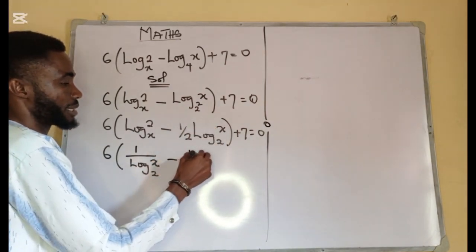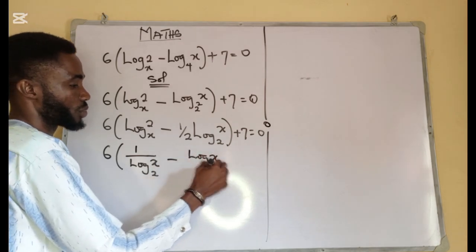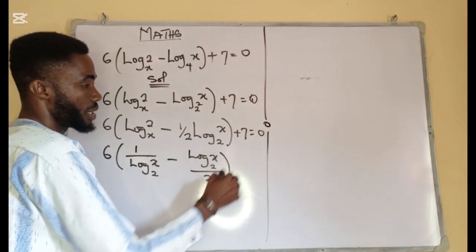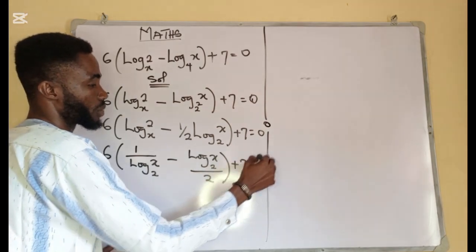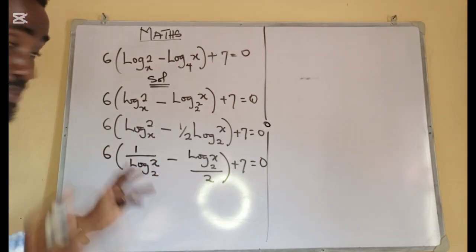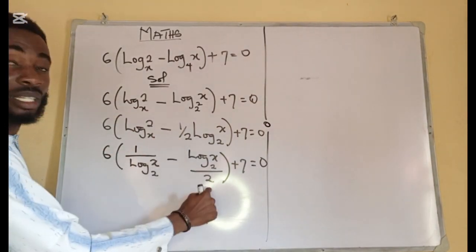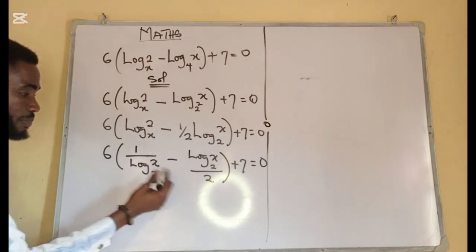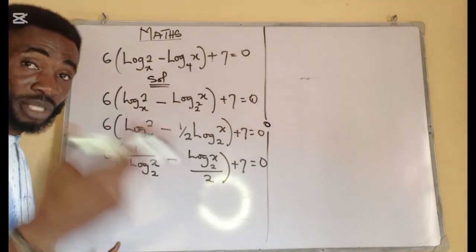Here is still the same thing as writing log x to the base of 2 all divided by 2, then plus 7 is equal to 0. Are we making sense, guys? Is it being clear now? Because this one over 2 is the same thing as half. Good.